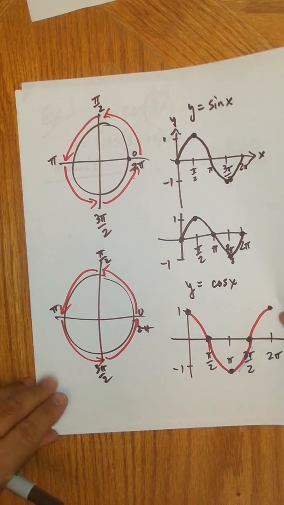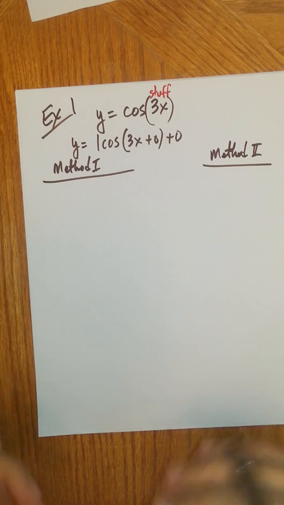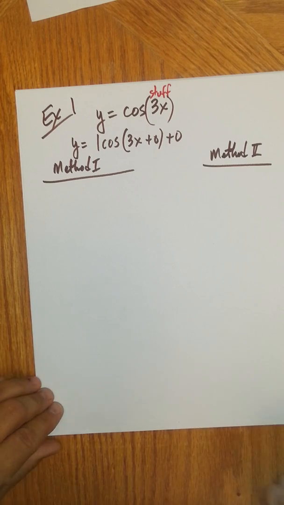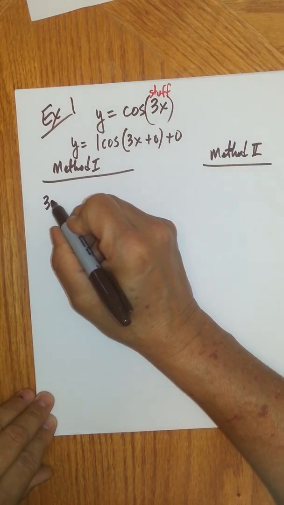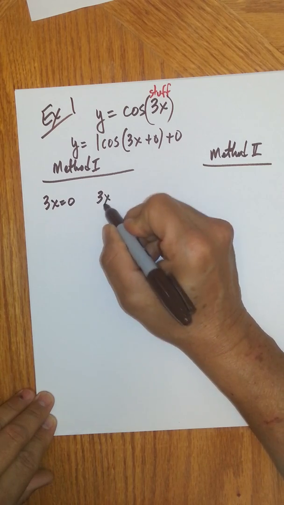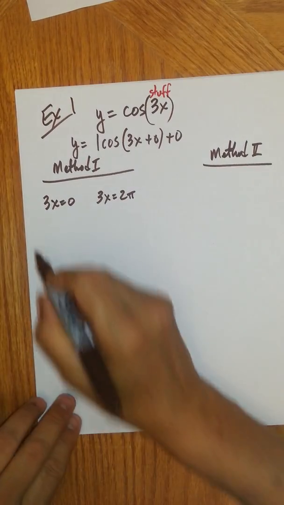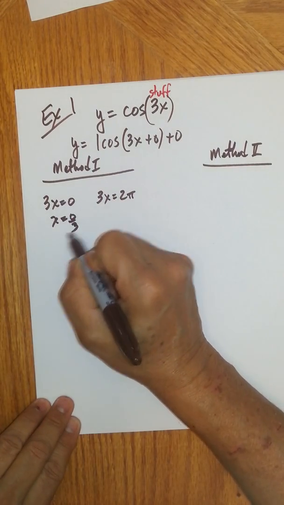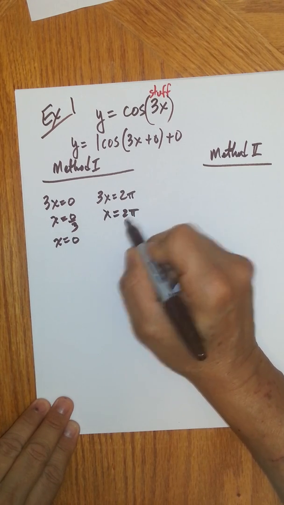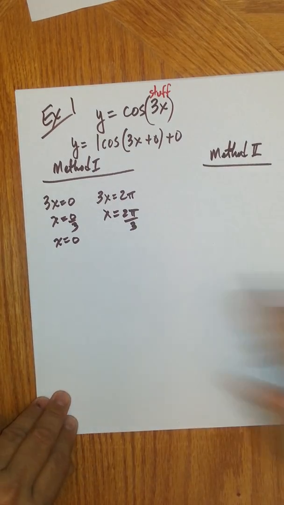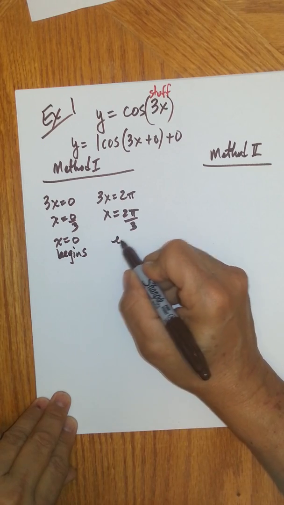But what we're going to find then, using this first method, is what do I have to have x be? How do I solve for x so that I force the cosine of 3x to go from 0 to 2 pi? So I actually set 3x equals 0 and 3x equal to 2 pi. Then I solve for the x that makes that happen. So x is 0 over 3, which is really 0. And then here, x is 2 pi over 3. So this is where the wave begins, and here's where the wave ends.